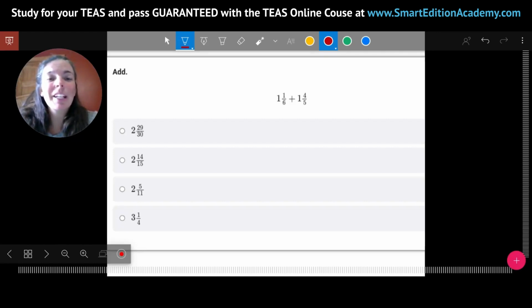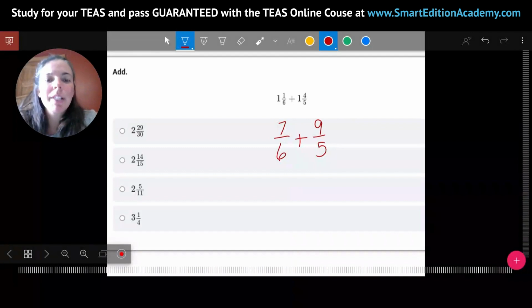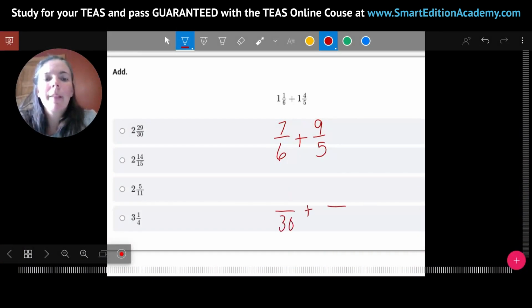So again, I really like to turn into improper fractions when I'm adding or subtracting, so I'm going to do that first. Okay, so I get 7/6 plus 9/5. And now I have to choose the least common multiple or a good common denominator, which would be 6 times 5, which is 30. Now turning my fractions into equivalent fractions over 30.